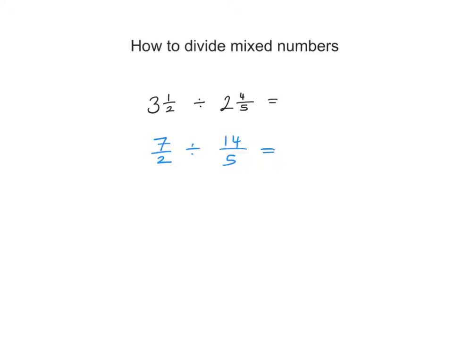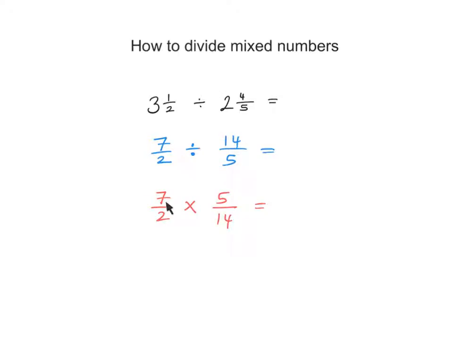Now that I have written them as improper fractions, remember, when you are dividing fractions, all you need to do is just invert the divisor fraction, flip over the divisor fraction, and then multiply it. So that becomes 7/2 times 5/14. As you can see, I have inverted, flipped over the divisor fraction, and now I'm just going to multiply this.